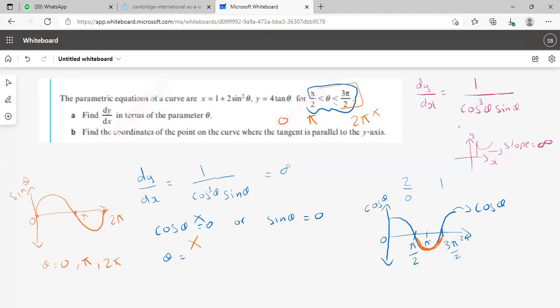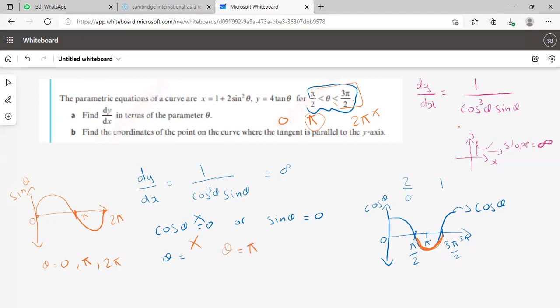Is 0 part of this range? No, it is not, because theta is greater than pi by 2. So this is the only thing which we have. Pi is greater than pi by 2 and pi is less than 3 pi by 2. This is pi. So the answer is theta is pi. Excellent.